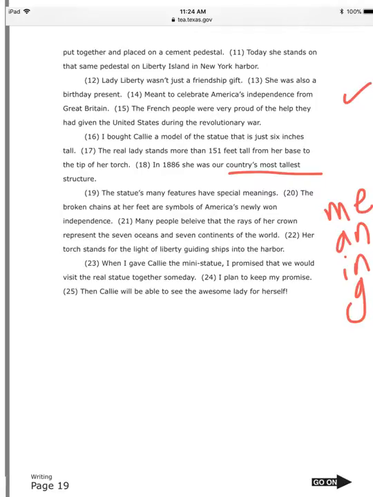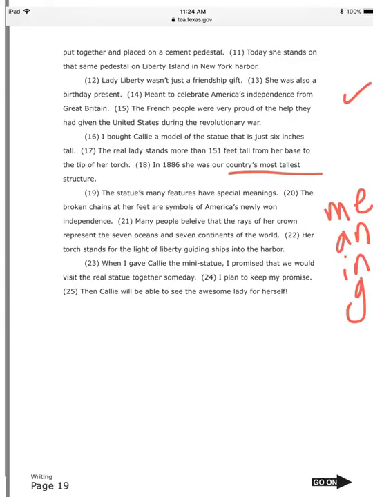The broken chains at her feet are symbols of America's newly won independence. Many people believe that the rays of the crown represent the 7 oceans and 7 continents of the world. Her torch stands for the light of liberty guiding ships into the harbor. When I gave Callie the miniature statue, I promised that we will visit the real statue together someday. I plan to keep my promise. Then Callie will be able to see the awesome lady for herself.